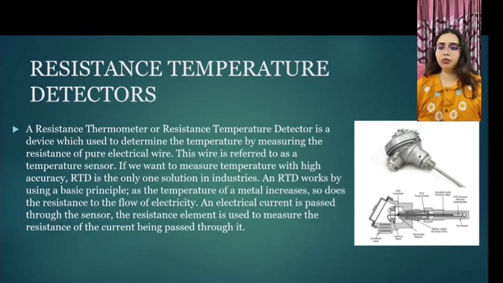An RTD works by using a basic principle. As the temperature of a metal increases, so does the resistance to the flow of electricity. And electrical current is passed through the sensor. The resistance element is used to measure the resistance of the current being passed through it.